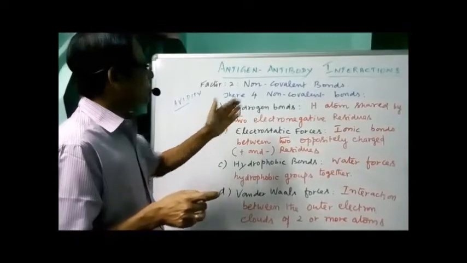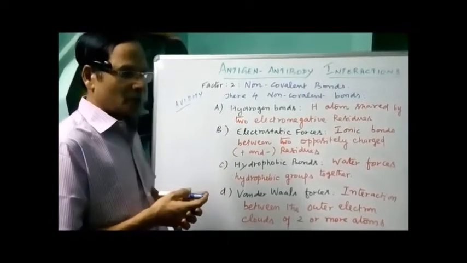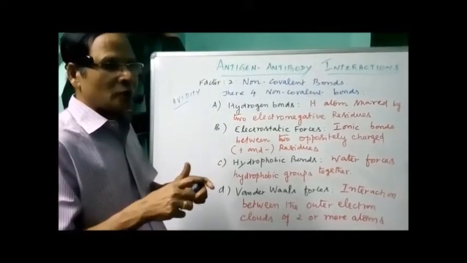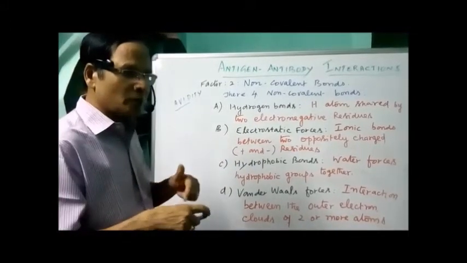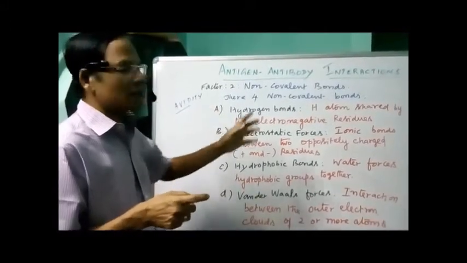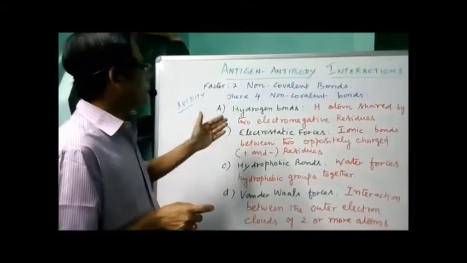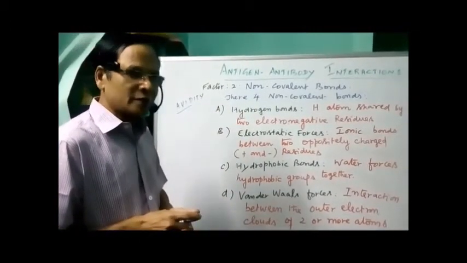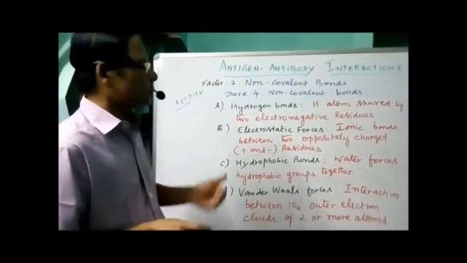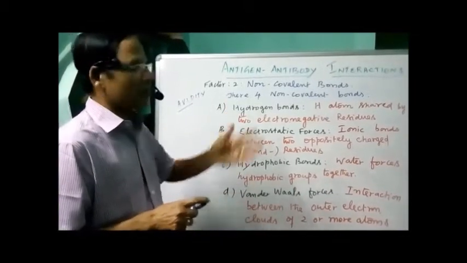So the antigen-antibody interactions are reversible. The antigen-antibody complex is formed, and then it can be reversed after the process has been completed. That's about antigen-antibody interactions, the forces responsible for antigen-antibody interactions.